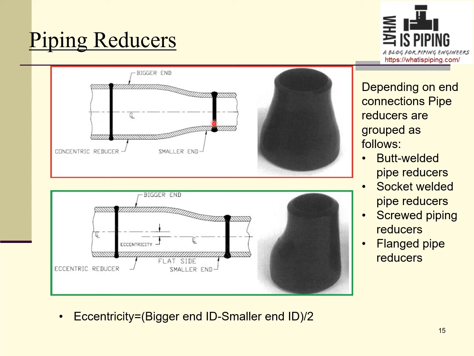Here you can see in this diagram that this is a concentric reducer. Here the center line of the bigger size and the center line of the smaller end, it is the same center line. And this is an eccentric reducer where the center line of the bigger size is different from the center line of the smaller side or smaller end. And this difference is called eccentricity, which can be calculated as bigger end ID minus smaller end ID by 2. Now, depending on the end connection, pipe reducers are grouped as butt welded, socket welded, screwed and flanged.